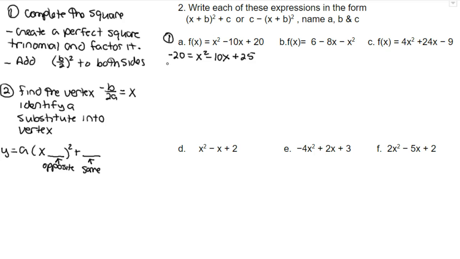And see, now once we've got that, I've got a perfect square trinomial. So -20 plus 25 is 5, and now I can rewrite this as x minus 5 squared. Now all I've got to do is subtract the 5, and I've got x minus 5 squared minus 5. And then remember, when they're asking for a, b, and c, they're asking for the actual numbers, not for the vertex. So in this case, a is 1, b is -5, and c is also -5.